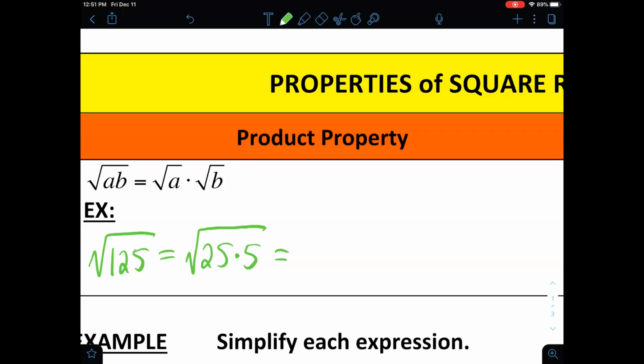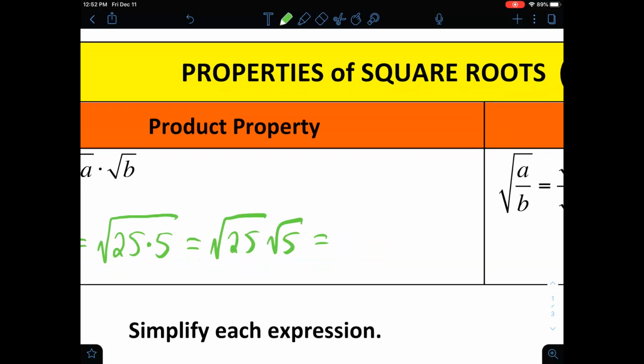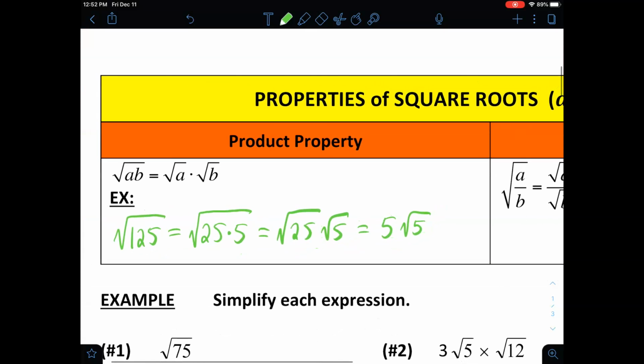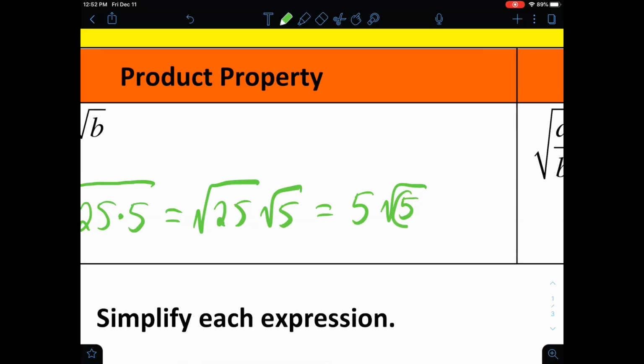Okay, so what does this mean? Well, we have the square root of 25 times 5. That can be broken down into 2 different square roots: the square root of 25 times the square root of 5, right? Well, what is the square root of 25 going to be? That's going to be 5 square root of 5. Okay? So, simplifying radicals, in the radical, you want to look inside here and see if there's any perfect squares that go into that number, and then you're going to pull those out in front.